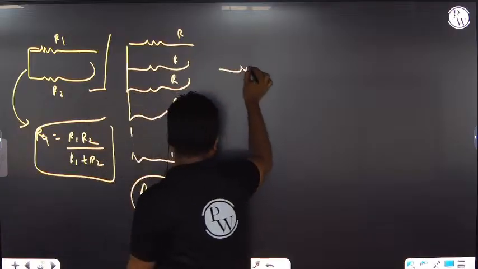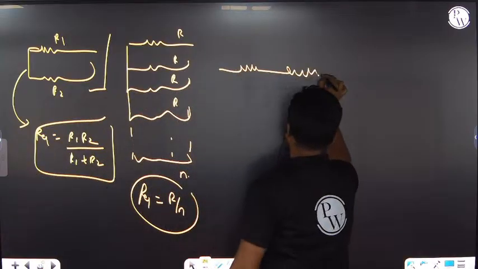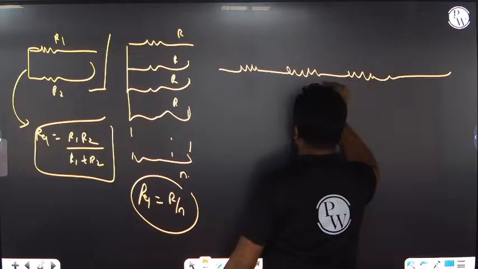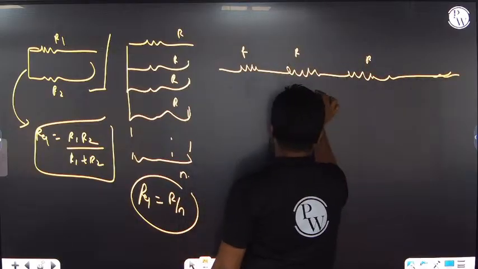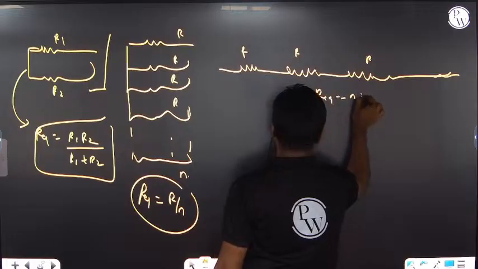If the resistances are connected in series combination, 1, 2, 3, 4, like that, this one is R, this one is also R, N times. So what is R equivalent? It is equal to N into R.